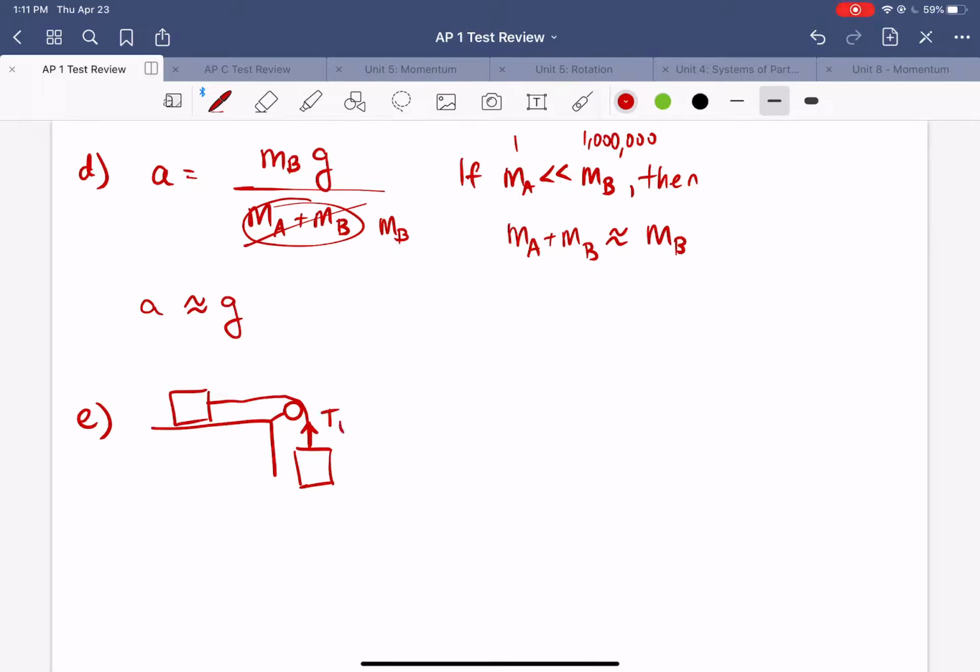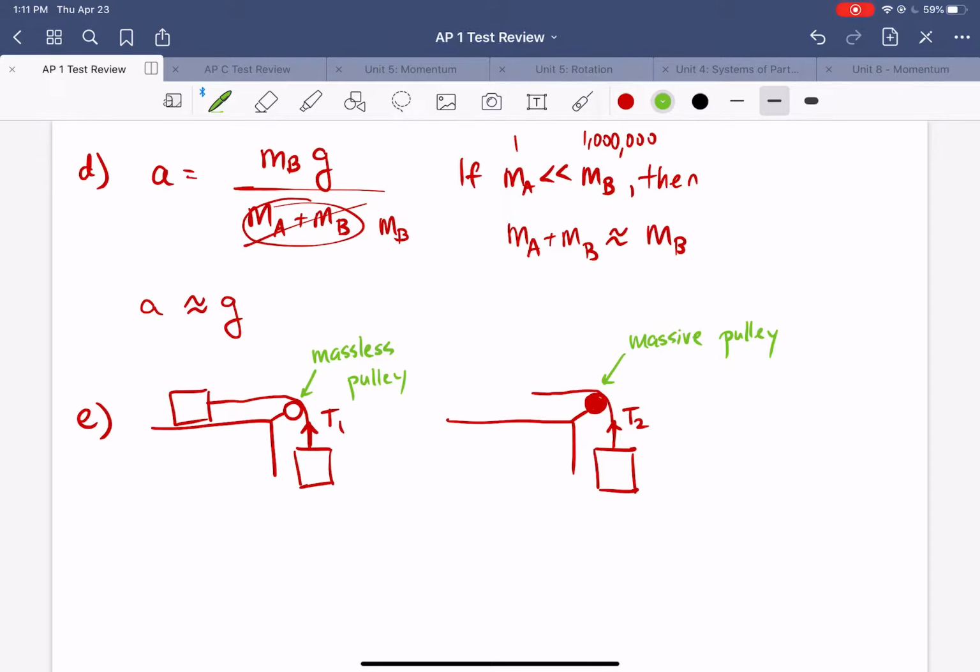In our first scenario here, we have some tension T1 pulling up on this block. In the second scenario, we have a very heavy pulley now, and we're going to have possibly a different tension force pulling up here. So this is the massless pulley, and this is the massive pulley. Now, a detailed analysis of this type of problem is definitely not AP1 material, but let's see if we can think about this qualitatively.